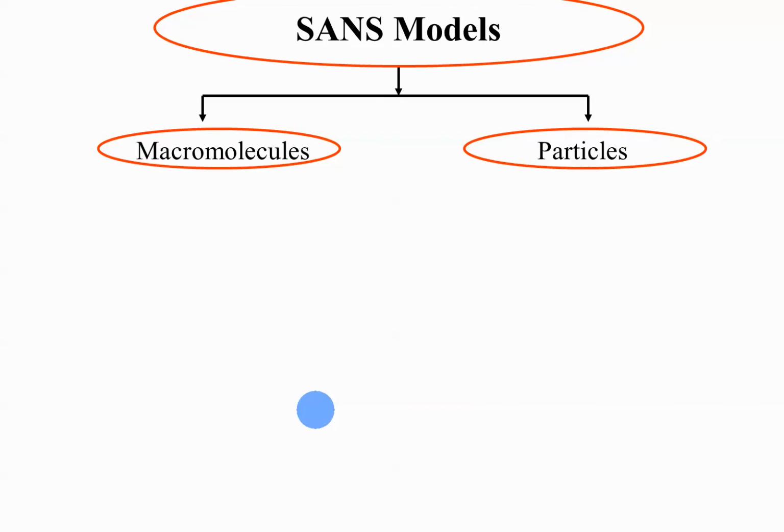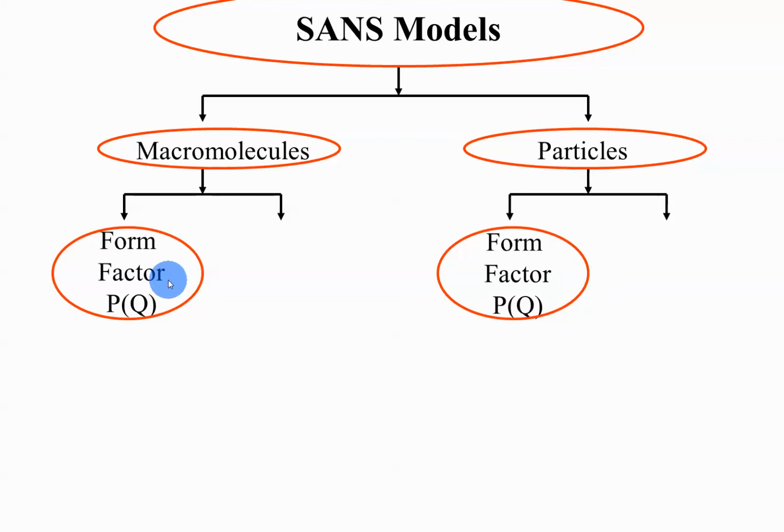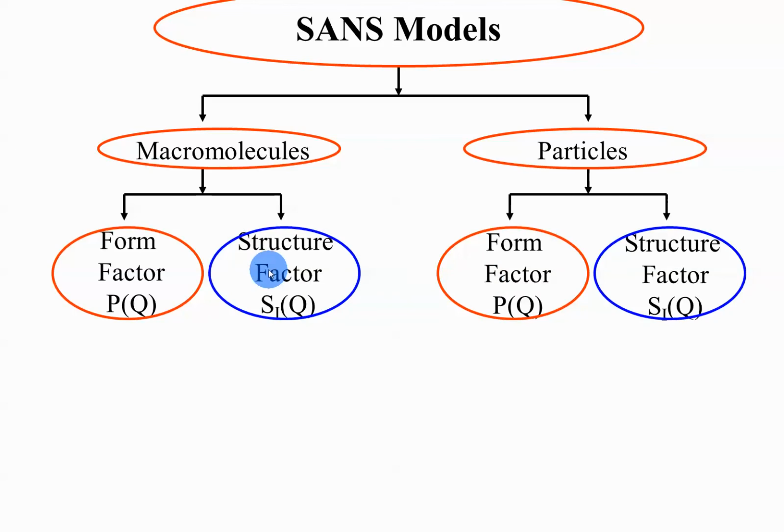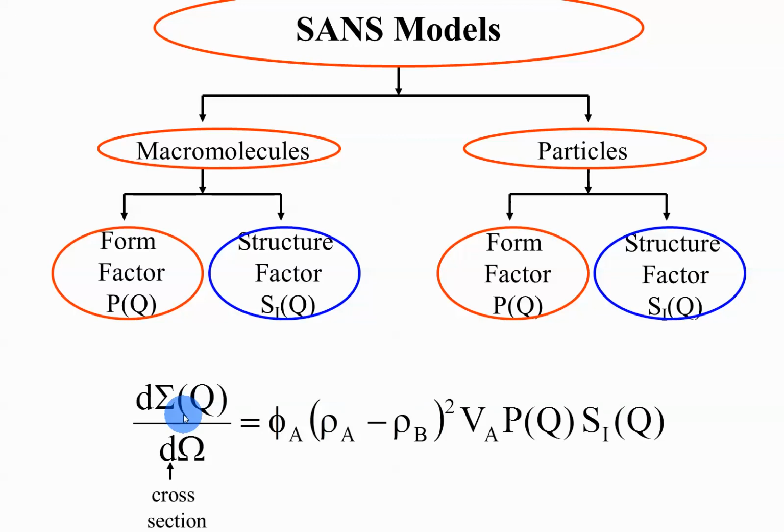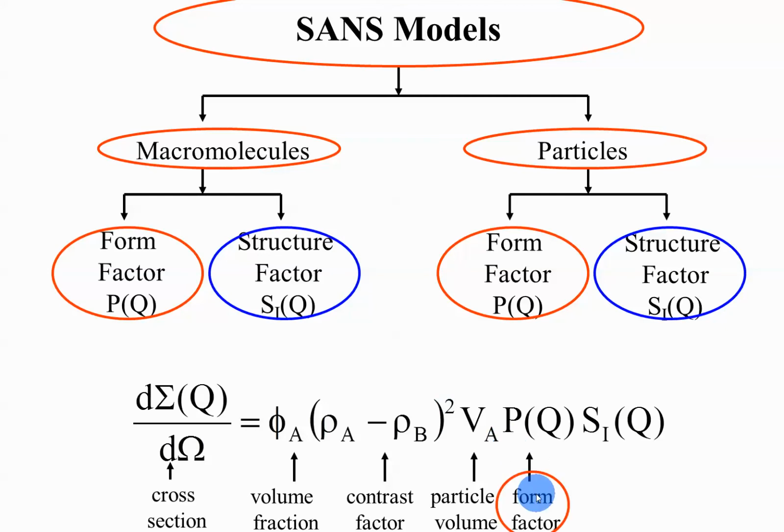SANS models. SANS scattering involves either macromolecules or particles. In each case, we have what is called a single macromolecule, single particle form factor, and an intermacromolecule or interparticle structure factor, P of Q and S of Q. So the cross section, which is really the scattering intensity, is proportional to the volume fraction of the macromolecular particles, to the contrast factor, there it is again, to the particle volume or macromolecular volume, to the form factor.